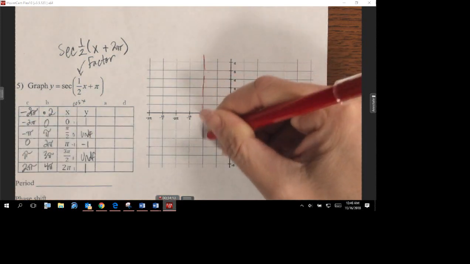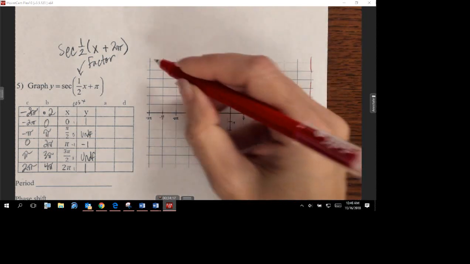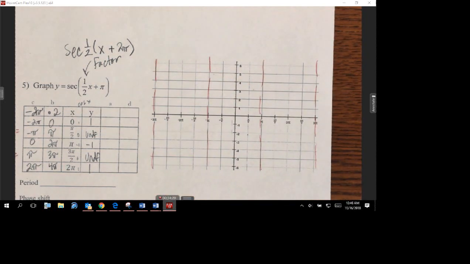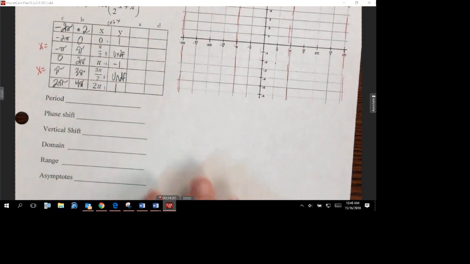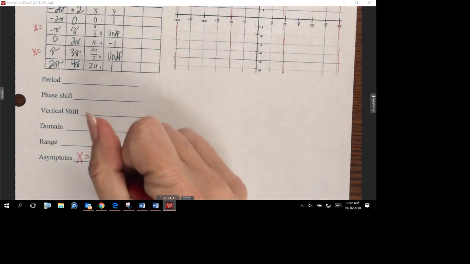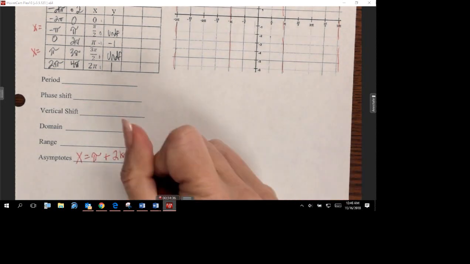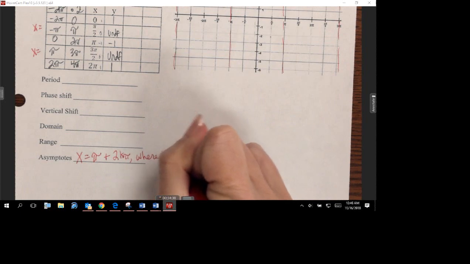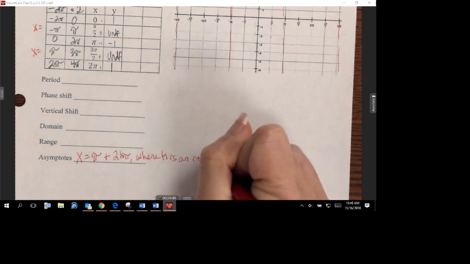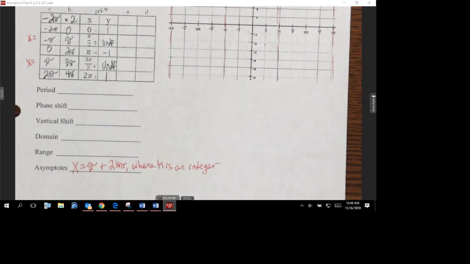So that negative pi and that positive pi, those are asymptotes. And those asymptotes are how far apart? 2 pi apart. So I'm going to actually just go down and write my asymptotes right now. X equals, the first one's at pi, and we're adding 2 pi each time, so I'll write 2k pi or 2 pi k, where k is an integer. Because they're 2 pi apart.